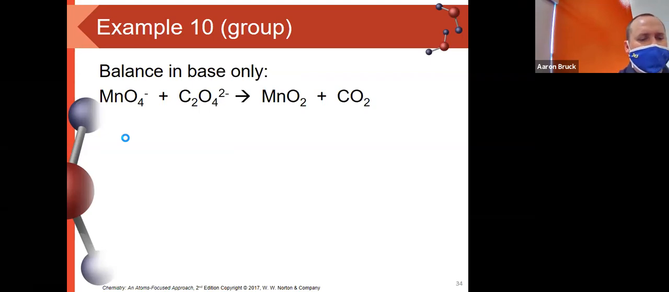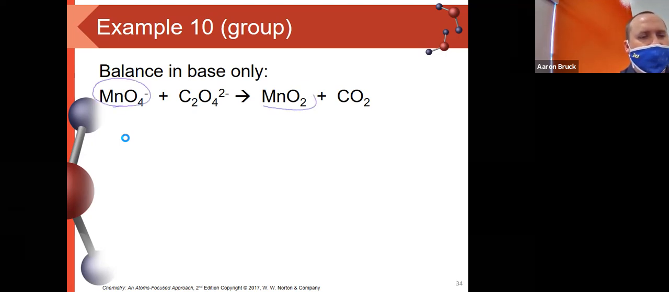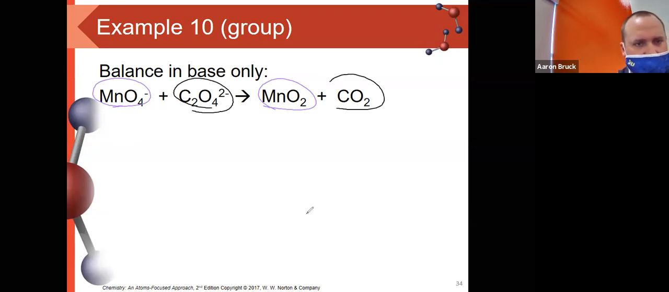One of those advantages is that I don't have to do anything with oxidation numbers. I don't have to break out my algebra. I don't have to do any math. I can just focus on the half reactions themselves. And so what we look for in the half reaction method are pairs. So I've got the manganese pair here, and I've got the carbon pair here. Those are going to be the bases of my half reactions.